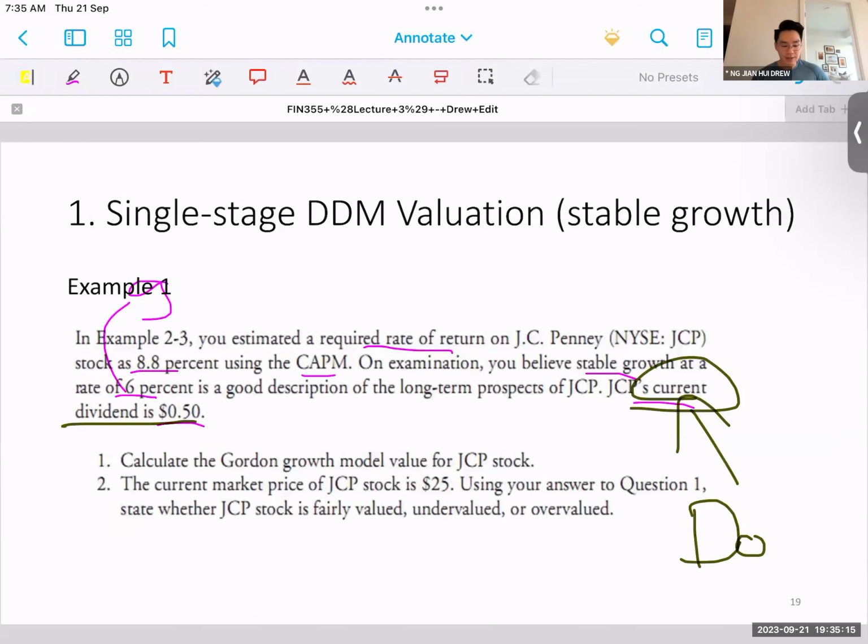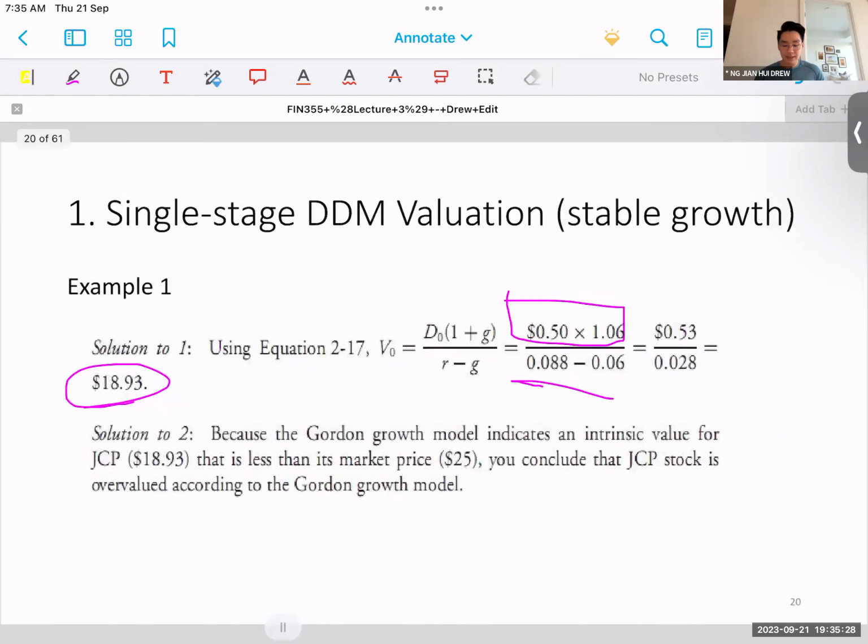Now part two says the current price of the stock is $25. Using your answer in part one, state whether this stock is fairly valued, undervalued, or overvalued. So now you calculated it at $18, right? But the current market price is 25. It means what? This stock is overvalued by the market, because it's supposed to be cheaper, right?